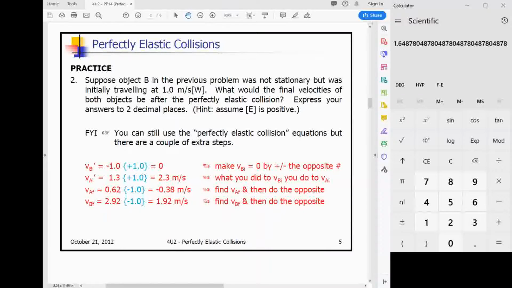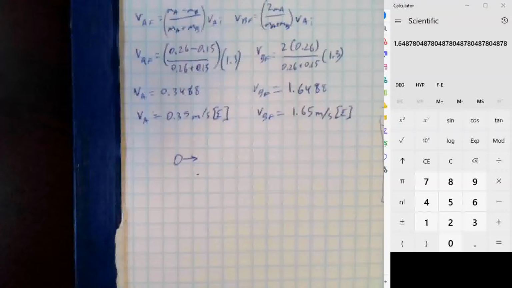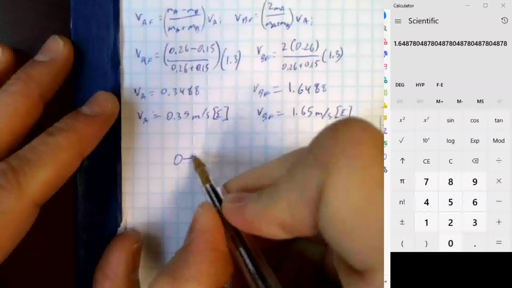it 0. But we have to add that again to our VAI, because relatively VAI would be traveling faster. It says make VBI equal to 0 by adding or subtracting the opposite number. And then what you did to VBI, you have to do to VAI. Then you find VAF, and then you do the opposite operation of what you did previously. And you do the same thing for VBF. I'm going to do that on the paper now, and I'll show you where that comes from and talk through it.